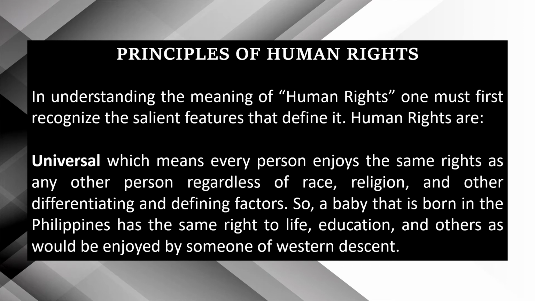Principles of Human Rights. In understanding the meaning of human rights, one must first recognize the salient features that define it. Human rights are universal, which means every person enjoys the same rights as any other person regardless of race, religion, and other differentiating and defining factors. So, a baby that is born in the Philippines has the same right to life, education, and others as would be enjoyed by someone of Western descent.